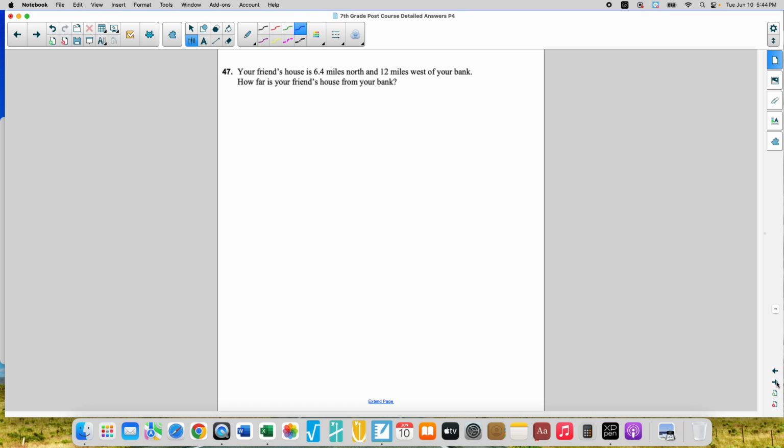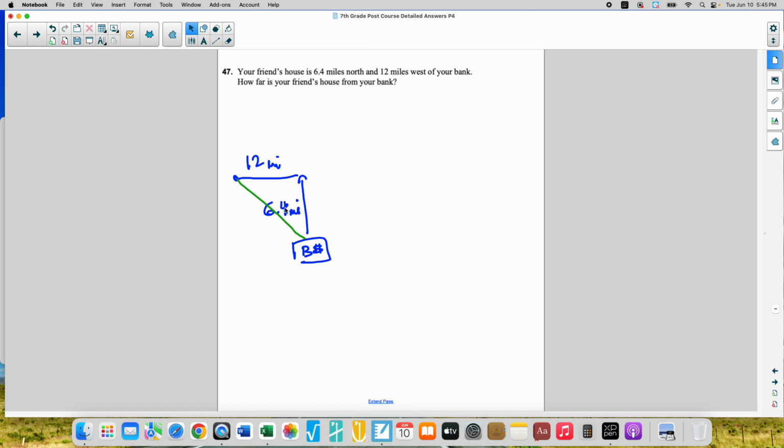Your friend's house is 6.4 miles north and 12 miles west of your bank. How far is your friend's house from your bank? Okay, so you have a bank. Our bank holds money, and it says your friend's house is 6.4 miles north and 12 miles west from your bank. Okay, so it's here. How far is your friend from the bank? So we would draw a line to that.